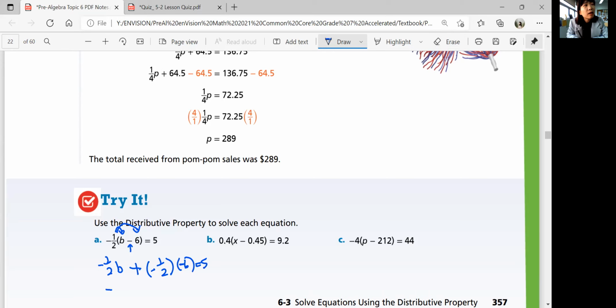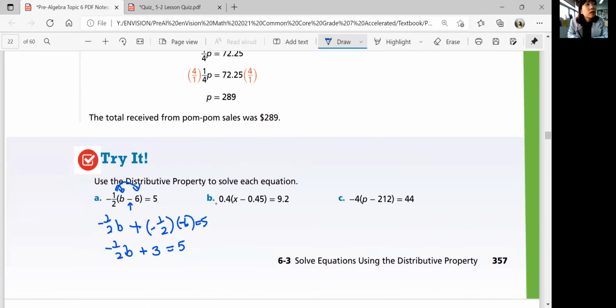So then -1 over 2b plus 6 divided by 2, which is 3, is equal to 5. So subtract 3 on both sides, and you get -1 over 2b equals 5 minus 3, 2. Okay? And then the opposite of -1 over 2b. What are you doing to the variable here? You're multiplying by -1 over 2.